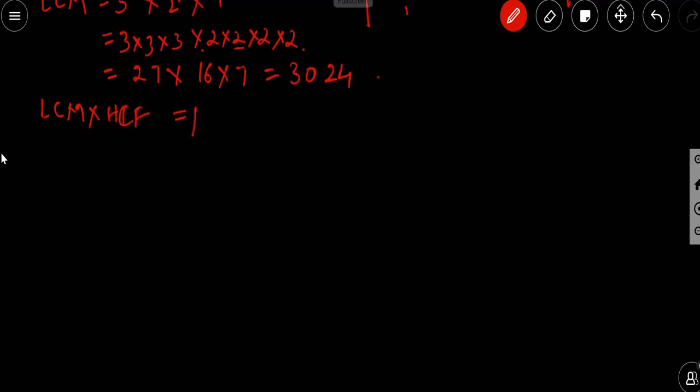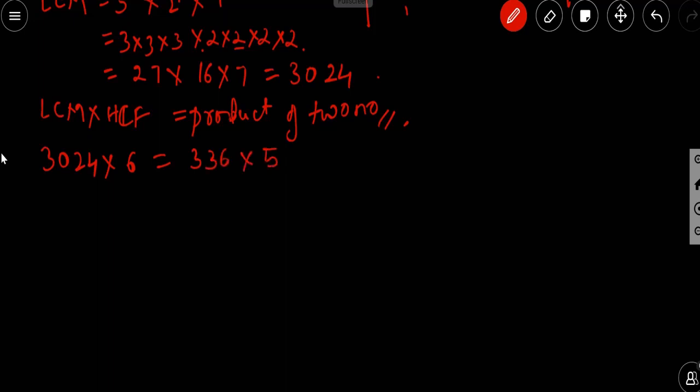LCM into HCF is equal to the product of two numbers. That is 3024 into 6, so this is equal to 336 into 54. So multiply these two. How much are you going to get? 18144. And this also, if you multiply, you are going to get 18144. Hence verified, or hence proved, or even you can write LHS is equal to RHS.